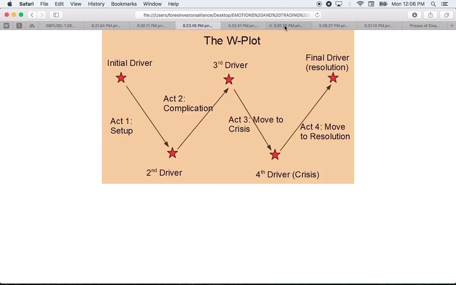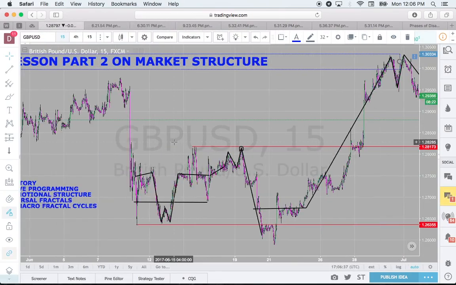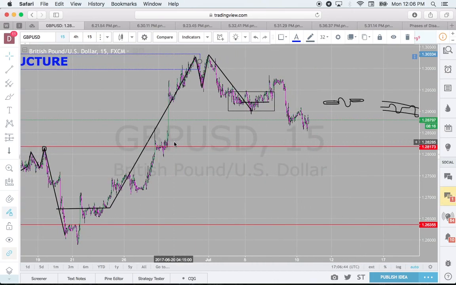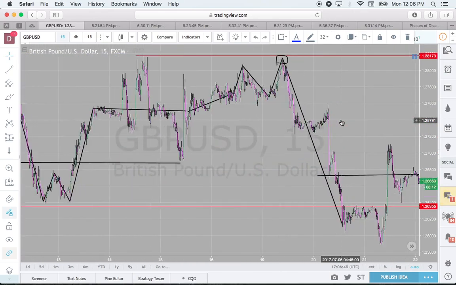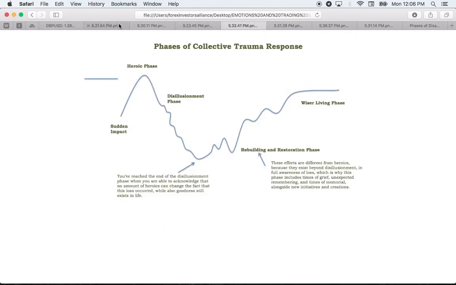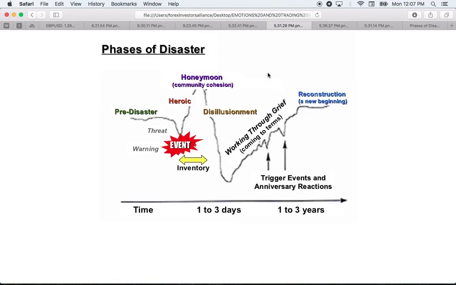Now these phases of disaster can be seen on the charts as weekly structures. Now I don't have a chart for you guys to look at right now as a weekly structure, but that is the weekly structure. Most of the time you'll see this concept as a weekly structure.